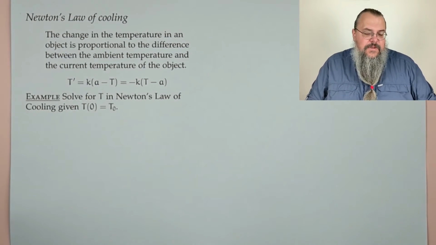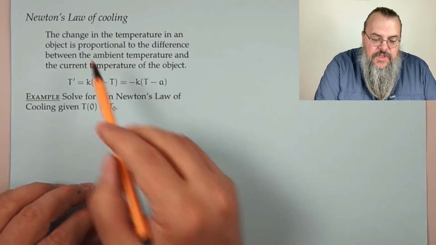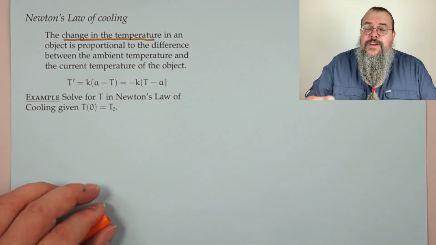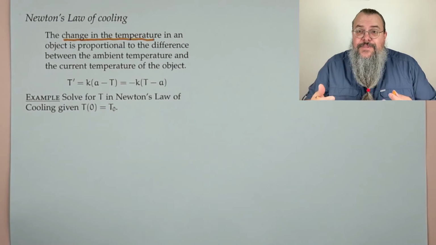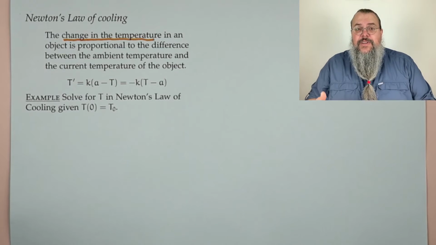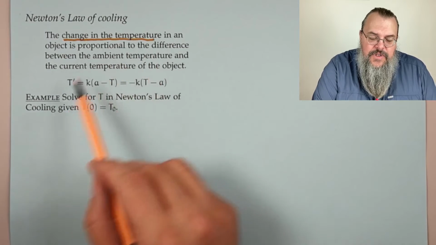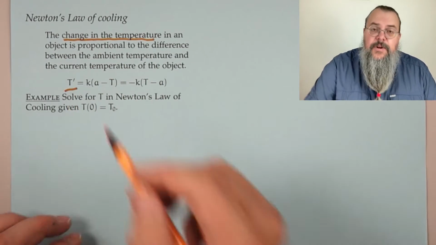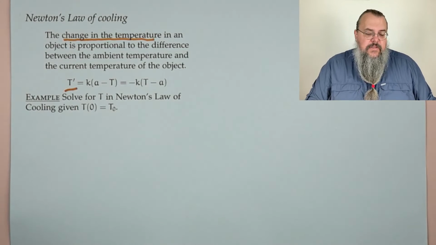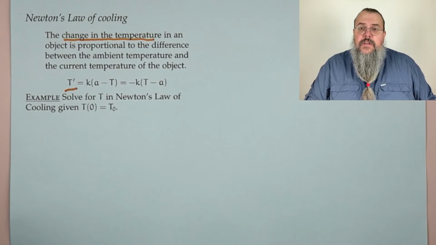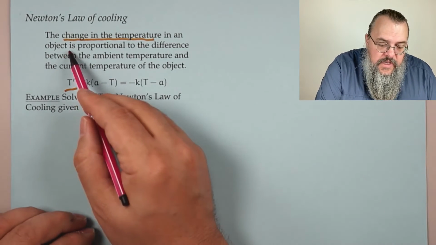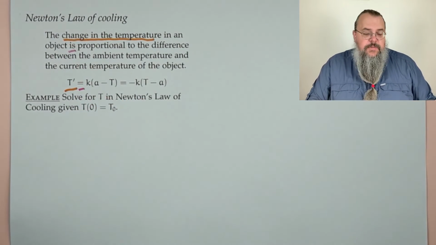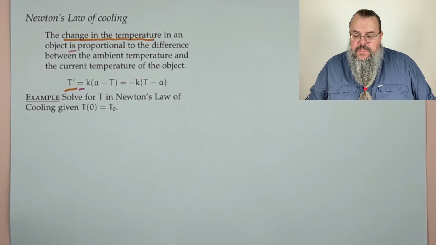Okay, so first off, the change in the temperature. Now, change is what? Well, change means derivatives. Derivatives are about changing things. And we're changing temperature, so that's T prime. So that's where that comes from. Now, the next thing we see is the word is. Is means equal. Okay, so change in temperature, T prime, equals something.